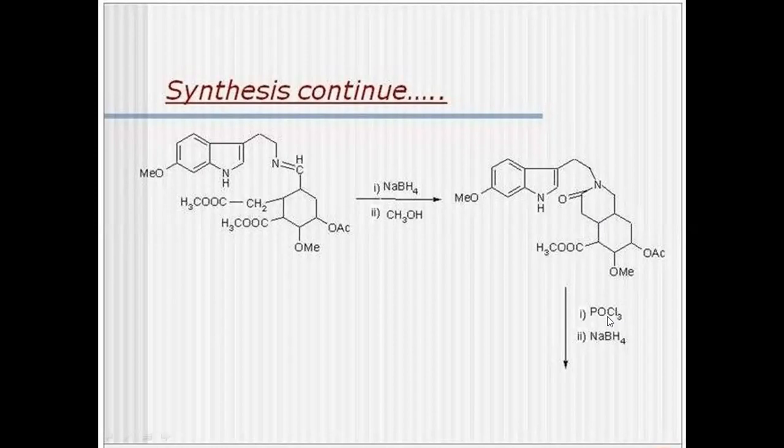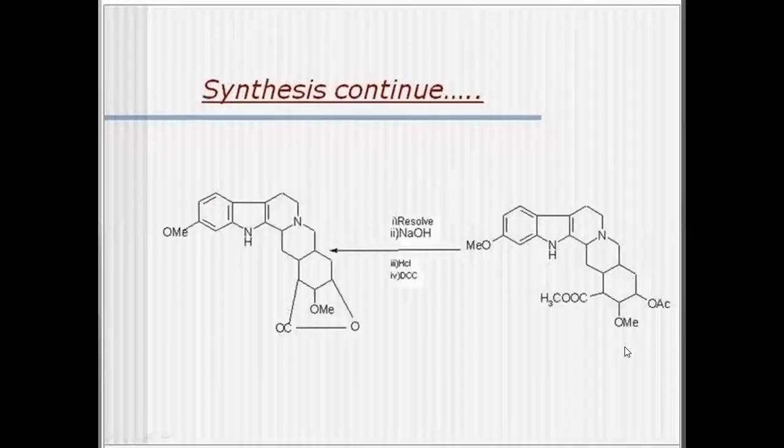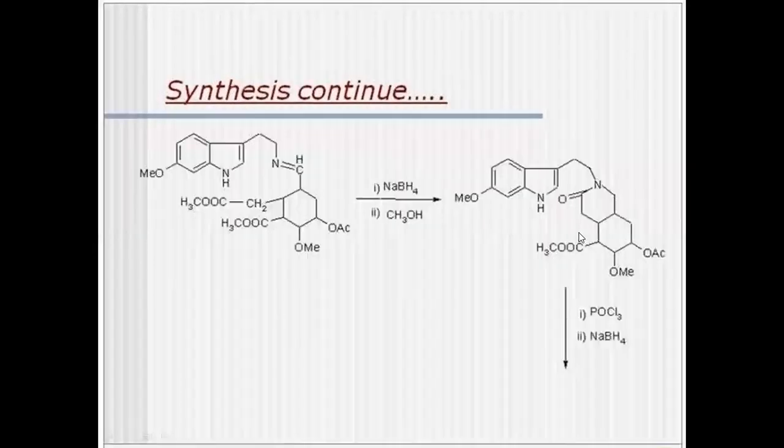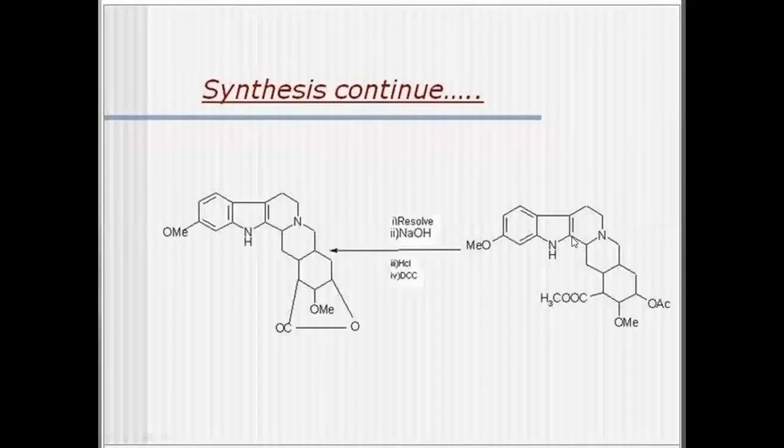Then it is treated with phosphorus oxychloride and sodium borohydride for the reduction. And hence you can see the formation of this particular compound. Here also the ring closure takes place. So when we go to the previous slide, only 4 rings are there. But this ring is closed on treating with phosphorus oxychloride and sodium borohydride. You can see the formation of the 5th ring. So 1, 2, 3, 4, 5 rings are formed. Here you will get a racemic mixture.